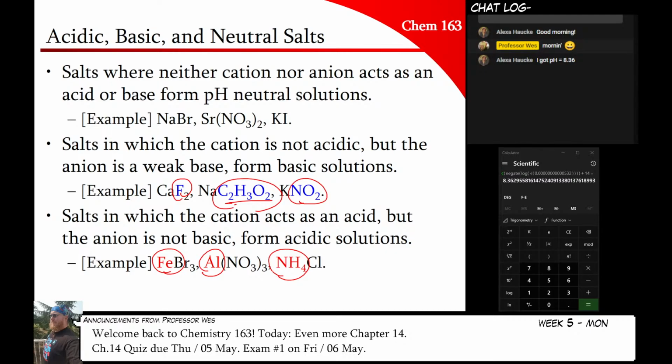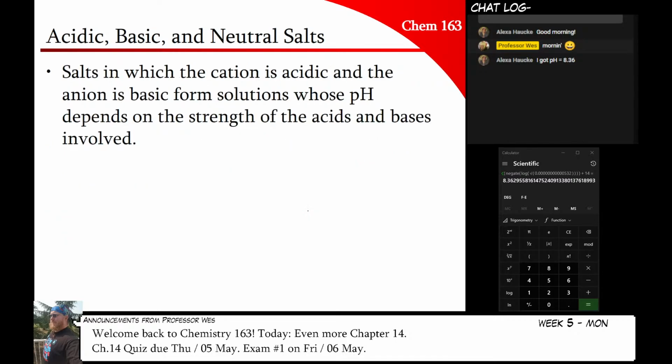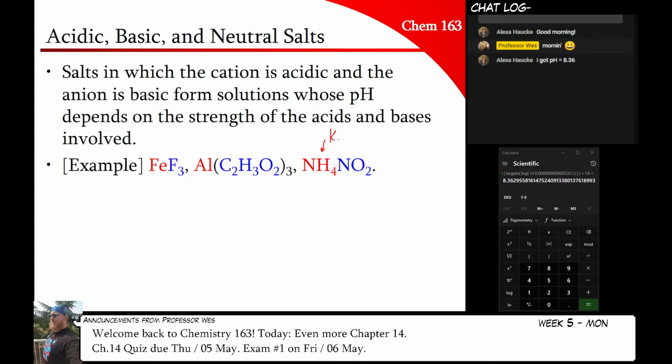Here's the fun part. What happens if I do something like this? ¿Por qué no los dos? What if I do both? Now what do I do? And the answer here is, well, now we have to do math. Right? Nobody wants to do math. But if you have something that comes from both categories, you can't tell right off the bat. What we have to do now is look at, okay, well, what's Ka for this?